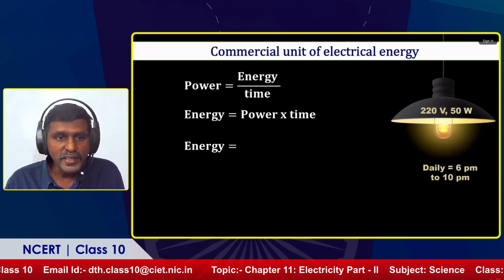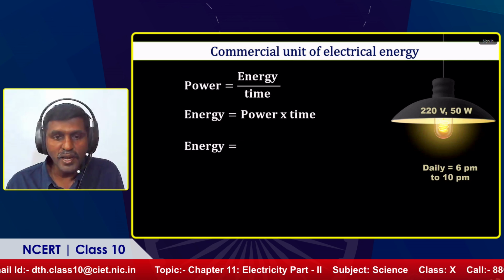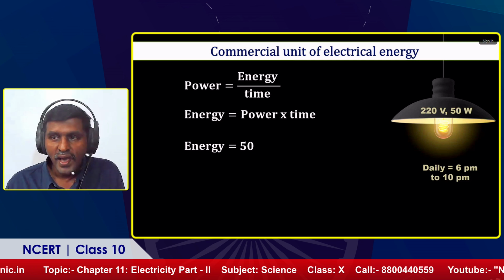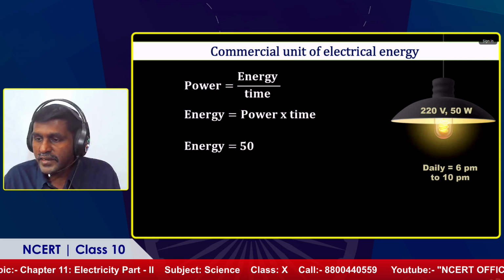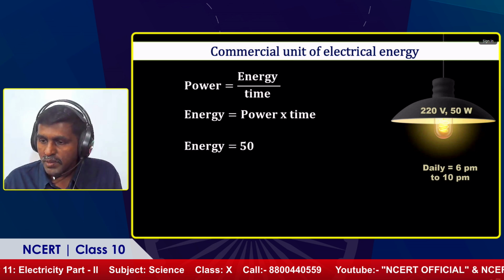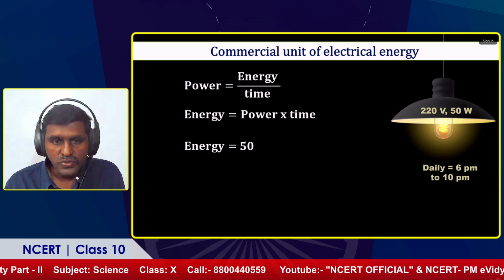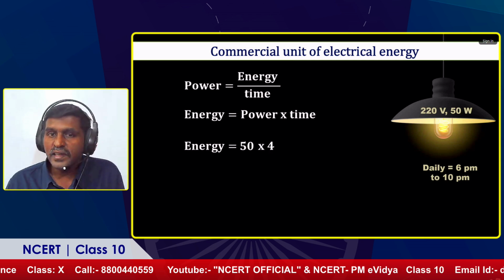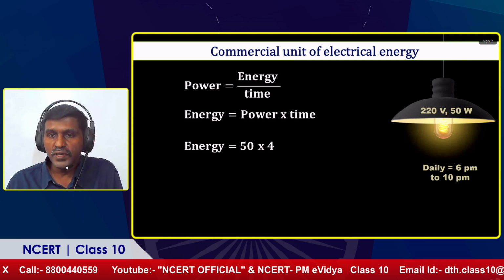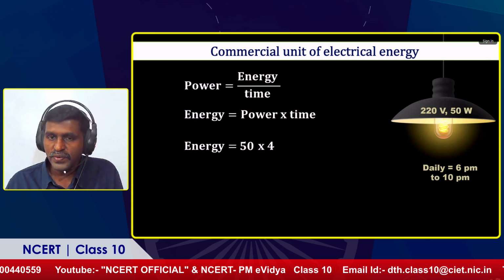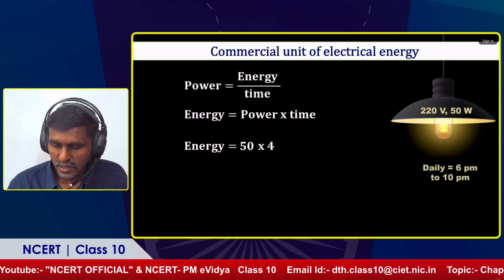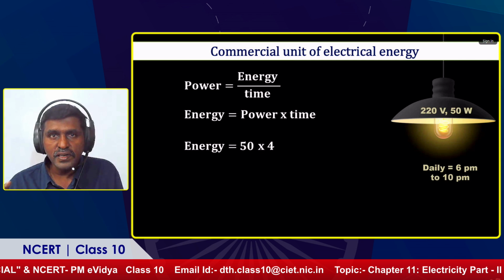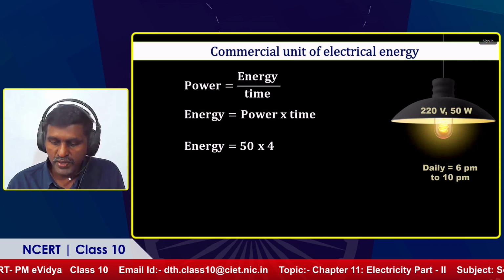So let us calculate the energy of this bulb. Here power is 50 watts, it is given as 50 watts, and we are using it from 6 p.m. to 10 p.m. That is 4 hours. So daily we are using 4 hours, and the electricity bill will come once in two months. In our state it is like that. A different state has a different system.